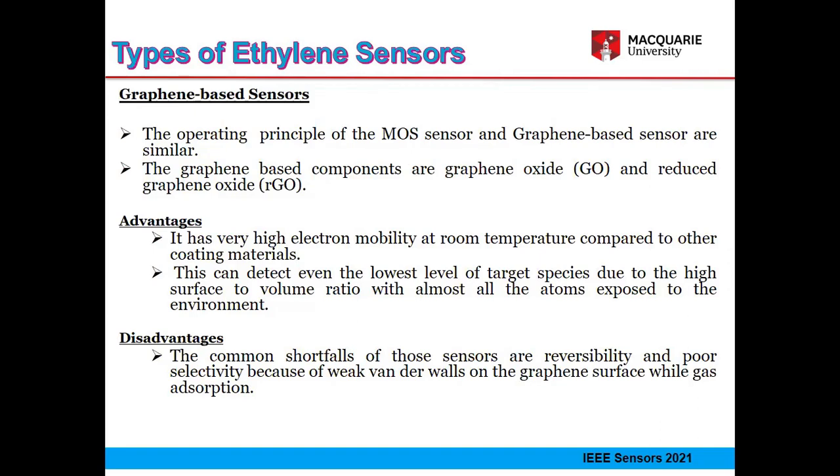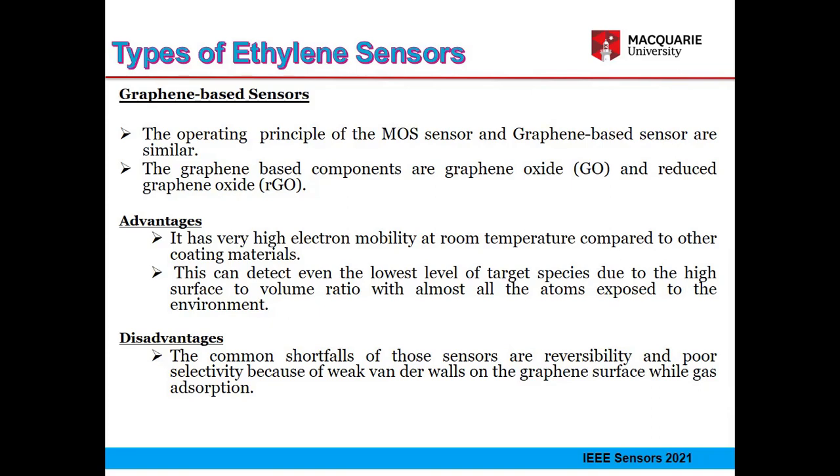There are graphene-based sensors. The operating principle of the graphene-based sensors is similar to MOS sensors. The graphene-based components are graphene oxide and reduced graphene oxide. It has a very high electron mobility at room temperature compared to other coating materials. It can detect even the lowest level of target species due to its high surface-to-volume ratio, with almost all the atoms exposed to the environment.